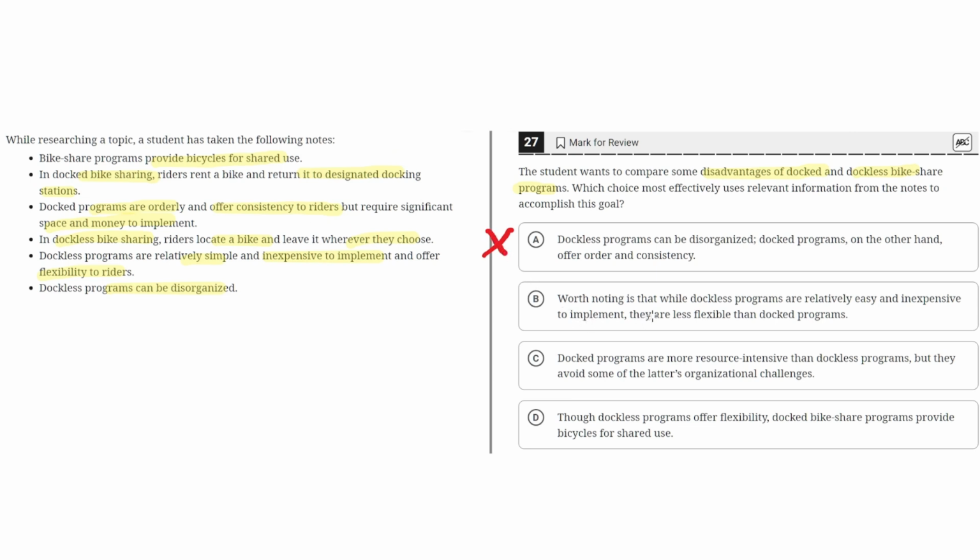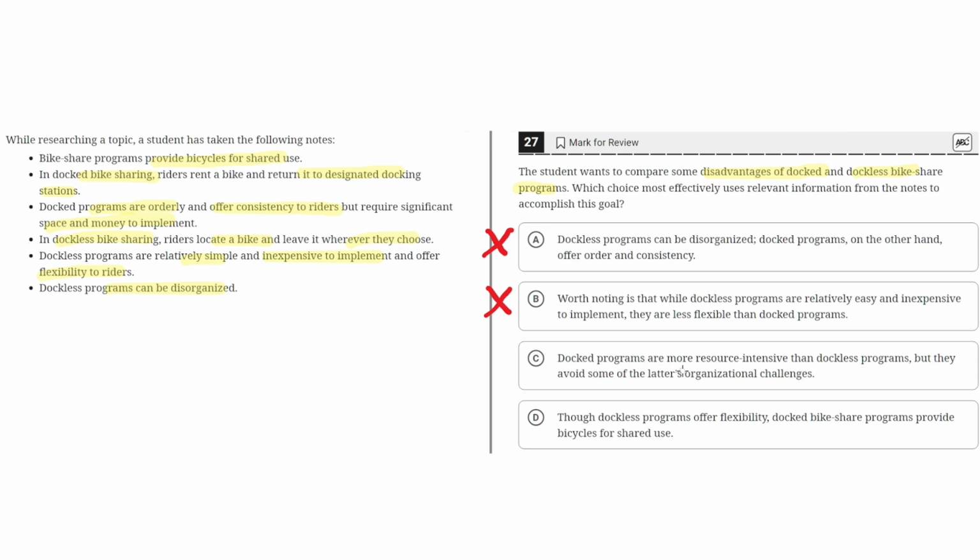B. Worth noting is that while dockless programs are relatively easy and inexpensive to implement, they are less flexible than docked programs. This is incorrect because, like A, it mentions the advantage and disadvantage of another program. So it highlights that dockless programs are relatively easy and inexpensive to implement, which is an advantage of dockless programs, but that they are less flexible than docked programs. So because it doesn't highlight the disadvantages of both programs, B can also be eliminated.